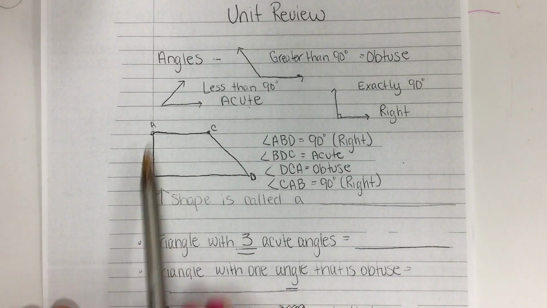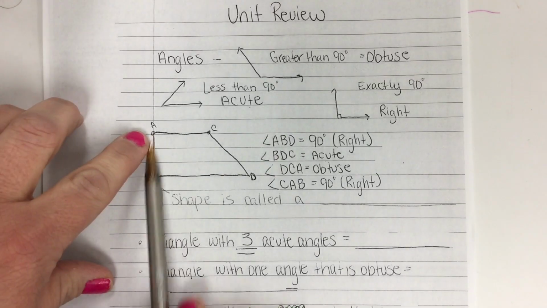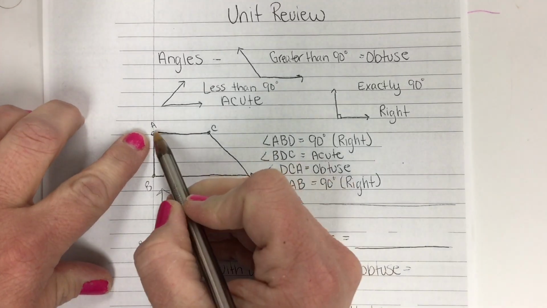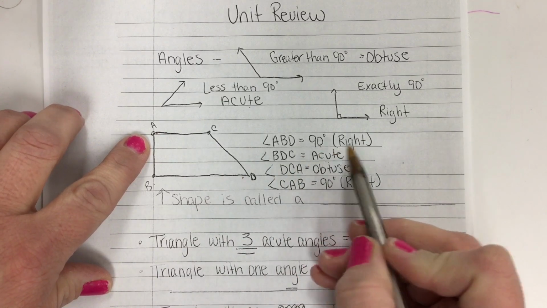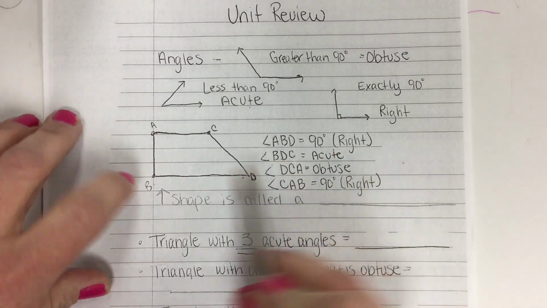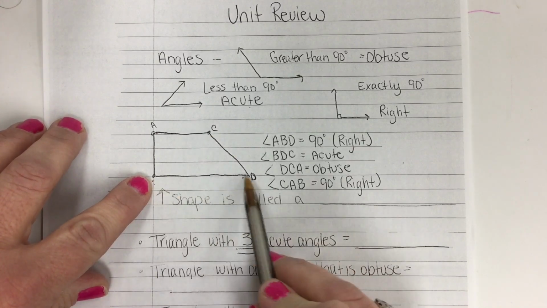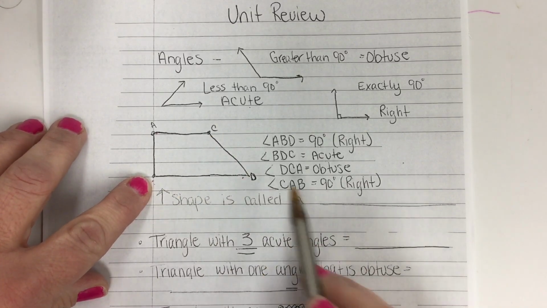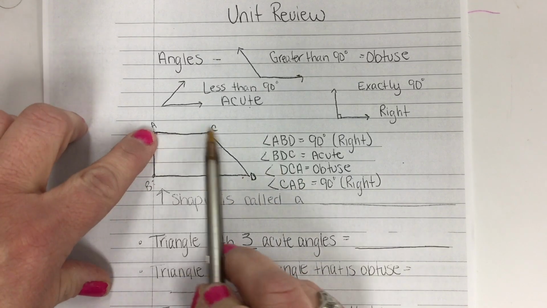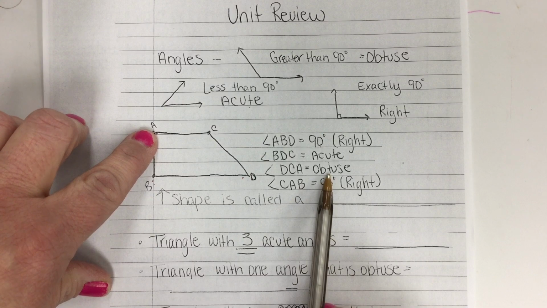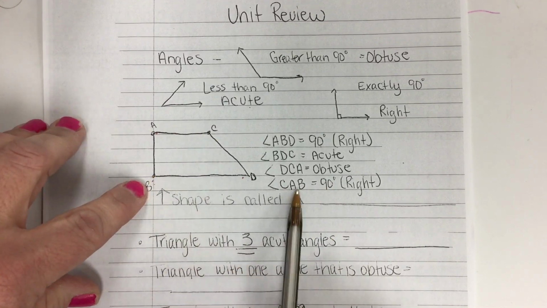And then I gave you this, and it says ABD. This is angle ABD right here. It is 90 degrees, or a right angle. BDC, that's acute, right? DCA, angle DCA, you can look at that and see that that's an obtuse angle. And then angle CAB is a right angle.